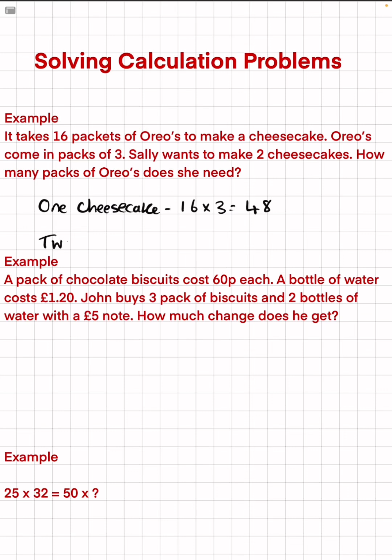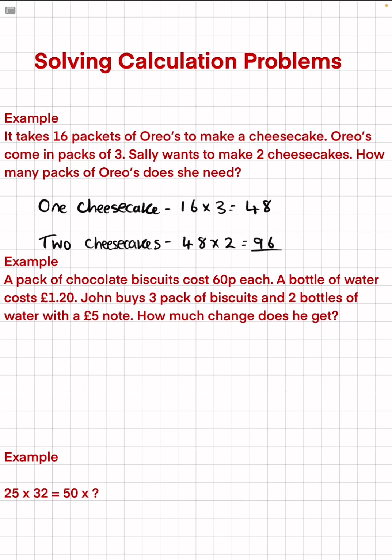To make 2 cheesecakes, we can do 48 multiplied by 2, which equals 96. The answer to how many packs of Oreos Sally needs for 2 cheesecakes is 96.